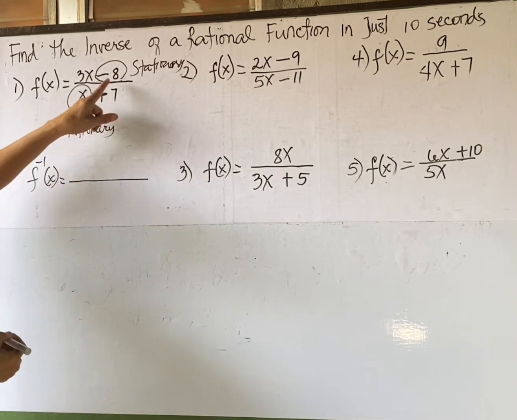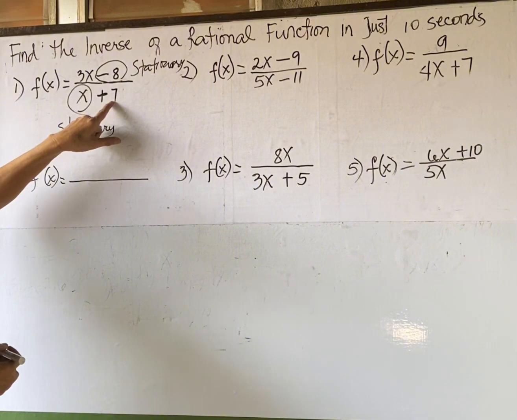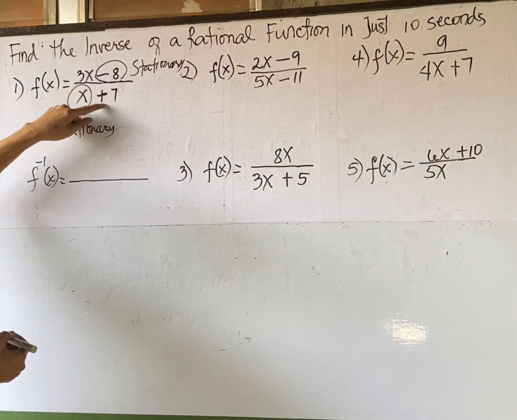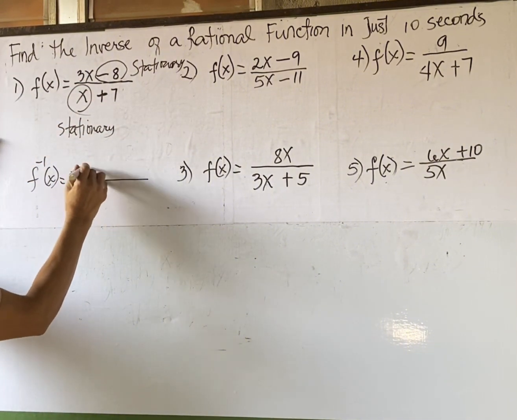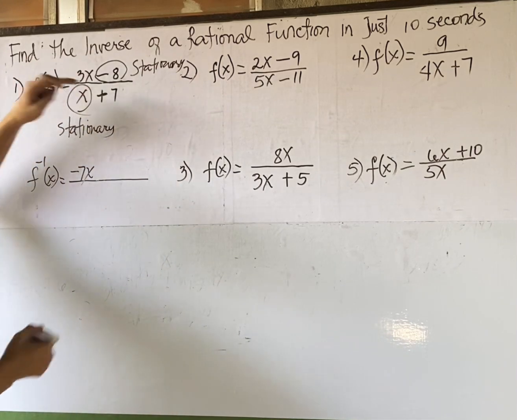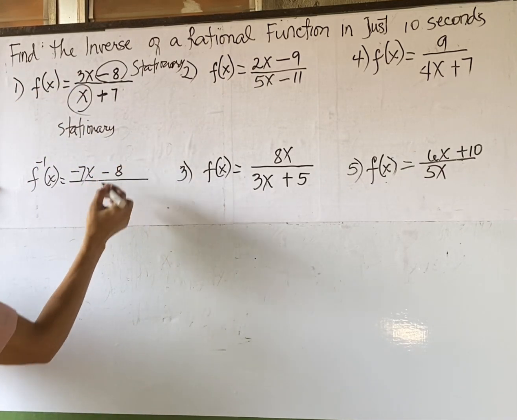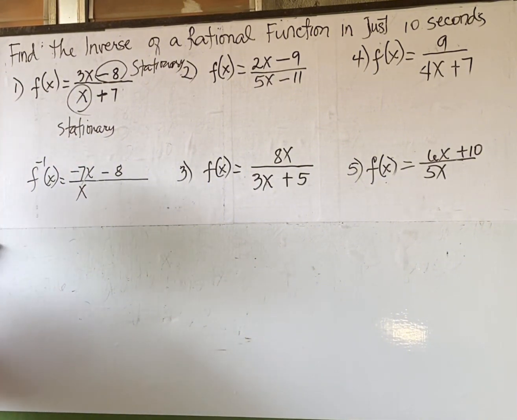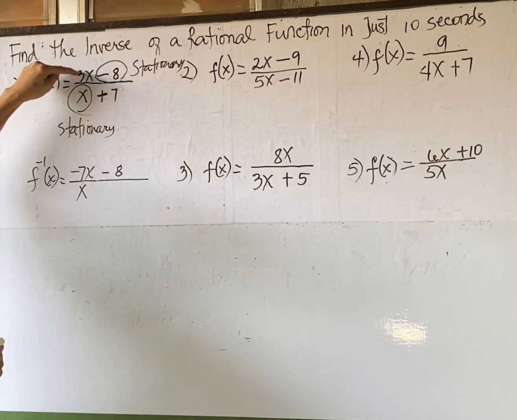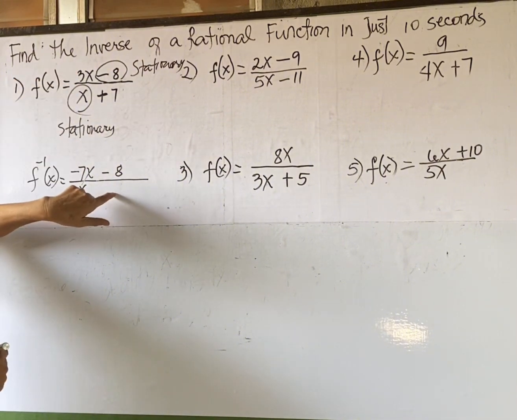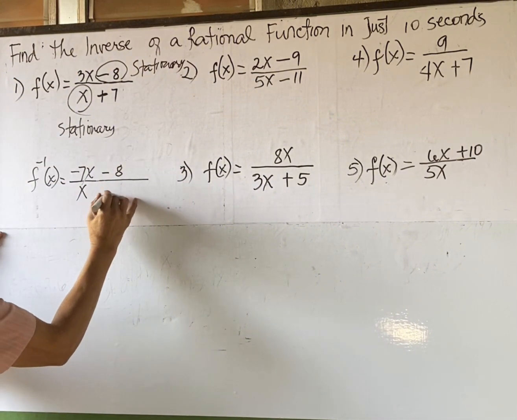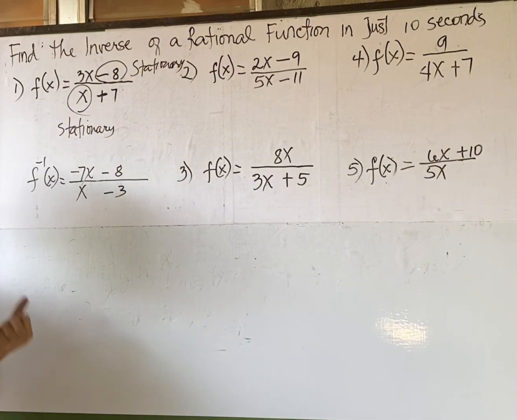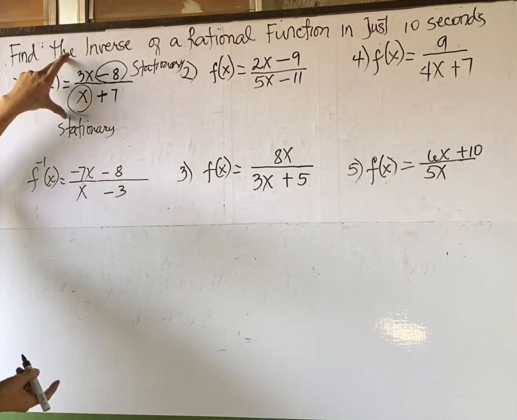Okay? This is stationary. This will be swapped to the linear term. And so therefore, that will be negative 7x. Change the sign. And then negative 8. And then bring down x because it is stationary there. And then the 3x or the linear term in the numerator will be the constant term in the denominator. You change the sign. So negative 3. That's it. That's already the inverse of that function.